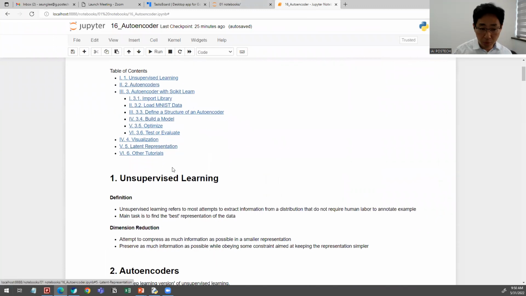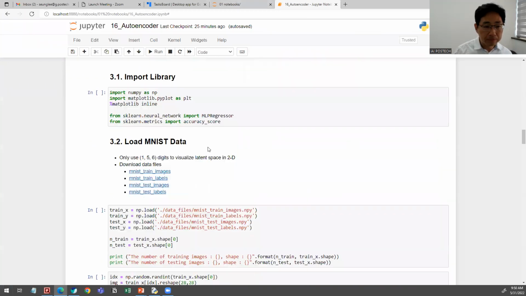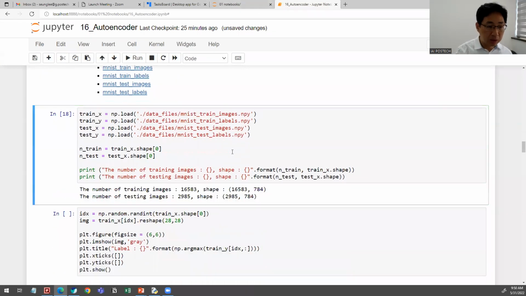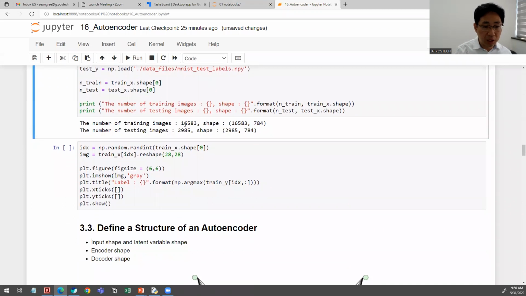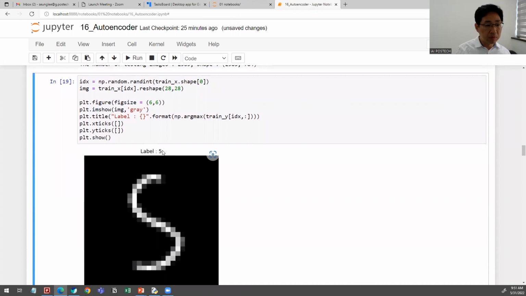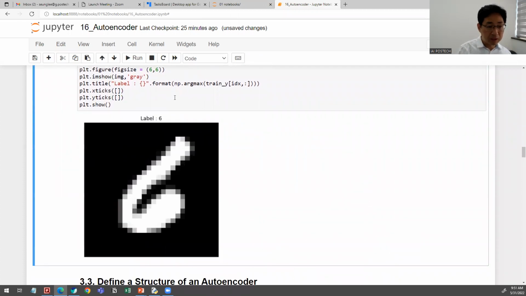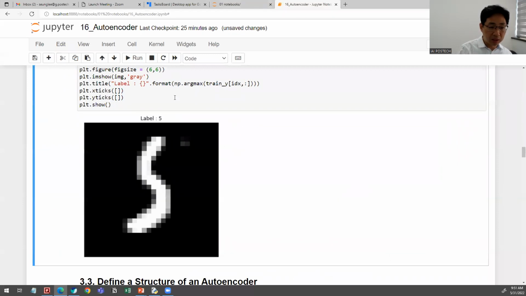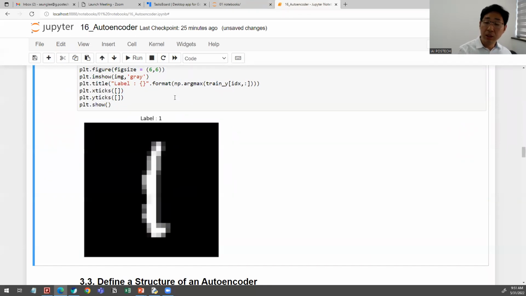So these are the two notebooks, and let me scroll down. Here is the number of training data, with shape 28 times 28, which is 784. These are the number of testing data. And if we plot some of them, they're random: 5 and 6 and 6 and 5 and 6 and 5, 6, things like that, and 1. Those are the kind of MNIST data set we're talking about.